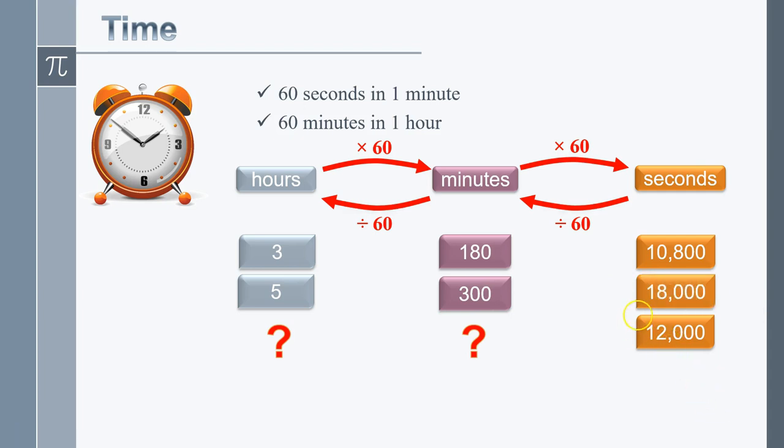And then if I've got 12,000 seconds, divide by 60, that gives me 200 minutes. And 200 minutes, if I'm going to do a divide by 60, the easiest thing to do is just think, well, how many lots of 60 go into that? So it's going to be 3, which will give us 3 hours. So that's 180 minutes. And then we've got 20 minutes left over. So that one would be 3 hours and 20 minutes.